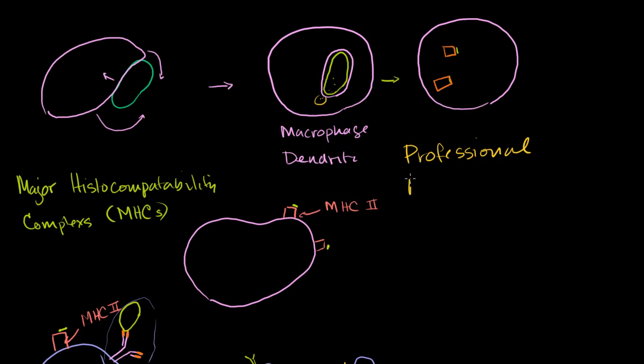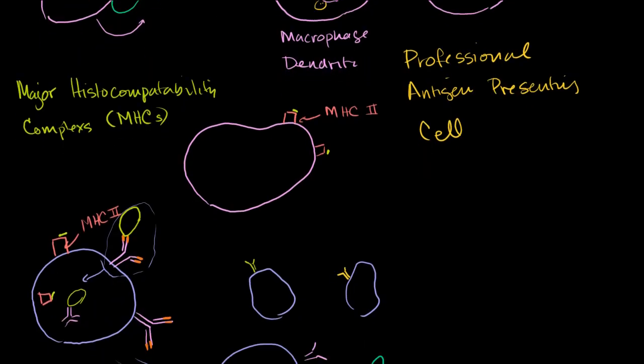But these are called professional antigen presenting cells. And the antigen in question is this little piece of the actual thing that you're trying to track. That little actual part of the pathogen, that's the antigen. So it's presenting the antigen. It's professional because it does this. It takes pathogens from outside of our cells, in the fluid of our system, and then engulfs them, breaks them up, and then presents them.